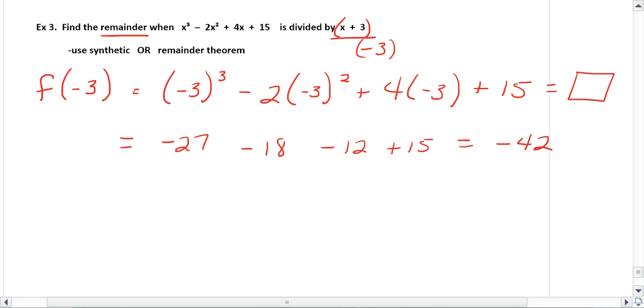After I do all the simplifying, I end up with a -42. So that's what you should get if you had used synthetic. That would be the remainder.